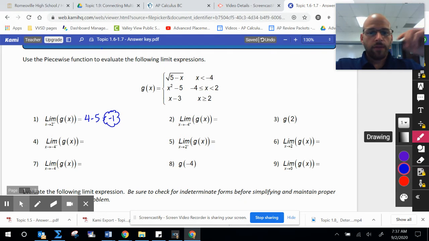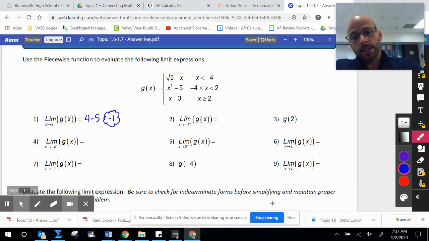Okay. For number 2, -4 from the right. I'm going to use the same function actually. So -4 squared is 16, 16 minus 5. There we go. 16 minus 5 is going to be 11. Okay. And then g of 2, so I just want to know where 2 is. That's actually going to be from the third function because that's where it's equal. So if I plug 2 into that, that will just be a -1. Okay. So that's the first 3.